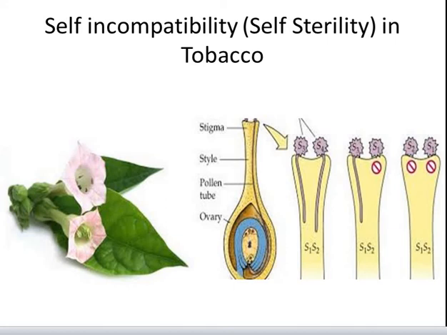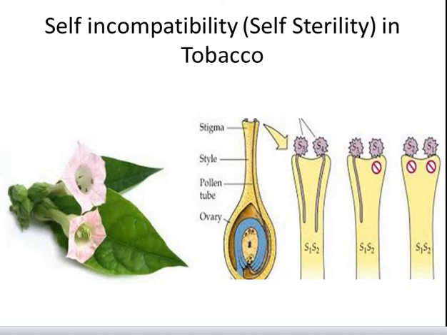The last strategy is self-incompatibility or self-sterility. This is a genetic mechanism due to which the germination of pollen on the stigma of the same flower is inhibited, and thus the pollen only germinates on a different plant. This type of self-incompatibility can be easily seen in tobacco plant.